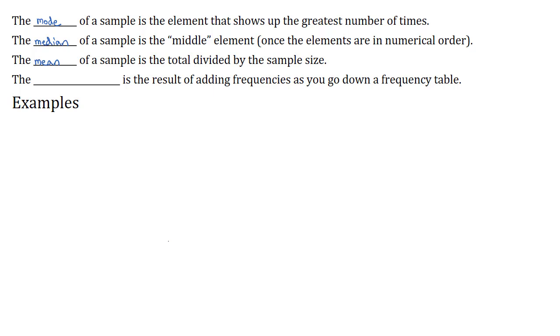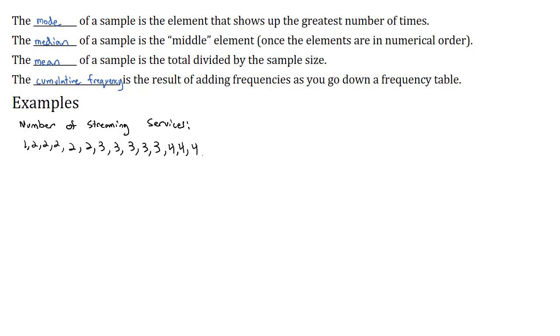We're going to look at all three of these measures of center and also look at how the cumulative frequency can possibly help make finding those a little bit easier. The cumulative frequency is the result of adding those frequencies as we go down the table. So we've already talked about the number of streaming services. We had that list of numbers 1, 2, 2, 2, 2, 2, 3, 3, 3, 3, 3, 4, 4, 4, 4, and 7.